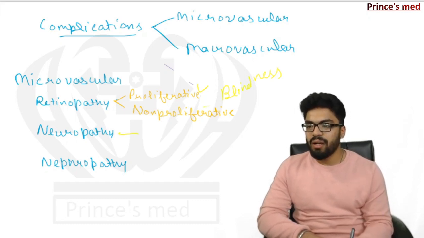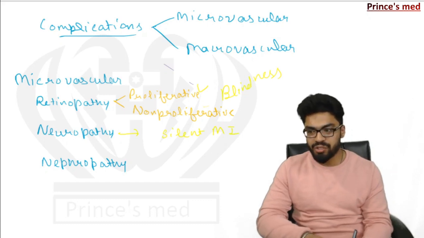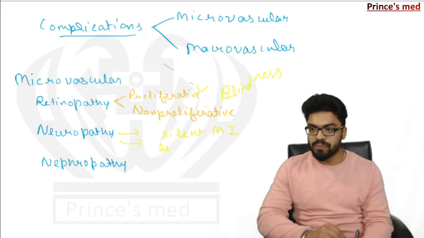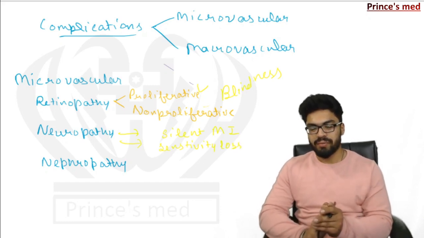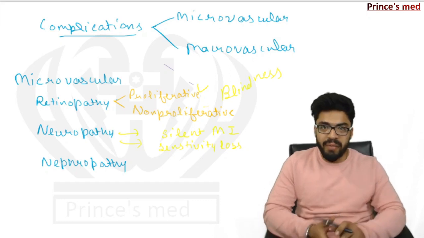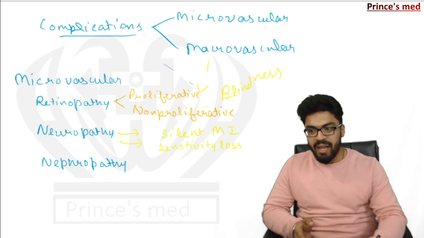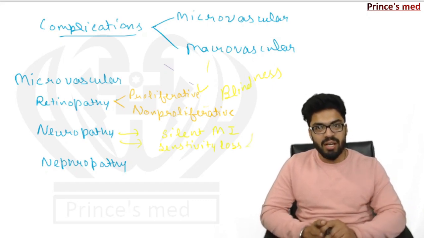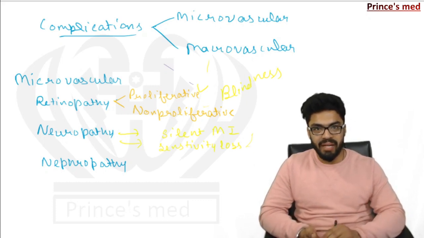And in neuropathy, silent MI takes place, that is, silent myocardial infarction. And then we have sensitivity loss. It may be from the skin. And in the autonomic sensitivity loss, we have silent MI. And in the motor sensitivity loss, we have no sensation for pain, etc.